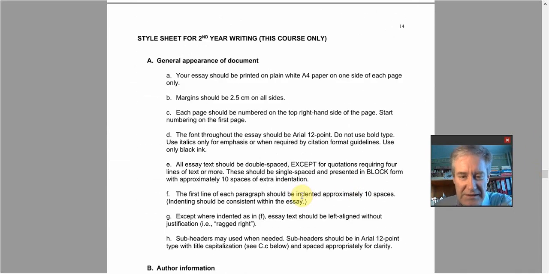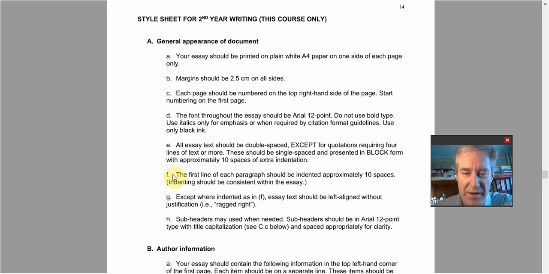So the first line, sorry, we're talking about the block quotation. So the block quotation should be single-spaced, presented in block form, with approximately 10 spaces of extra indentation. So you hit the space bar, bump, bump, bump, bump, bump, and push them over.